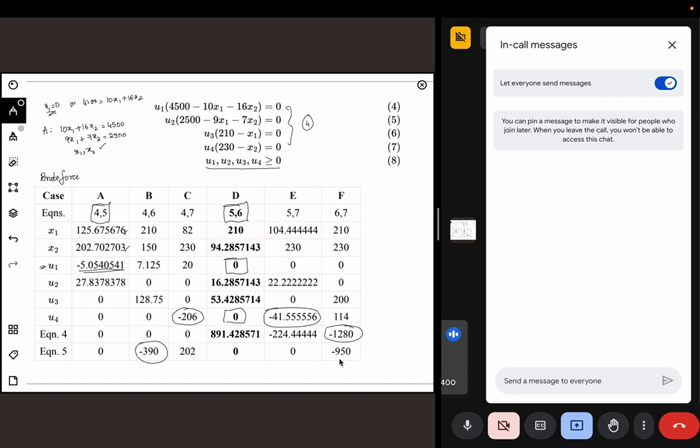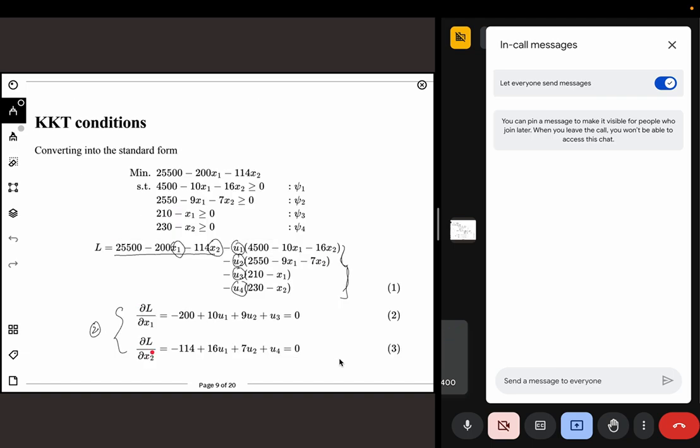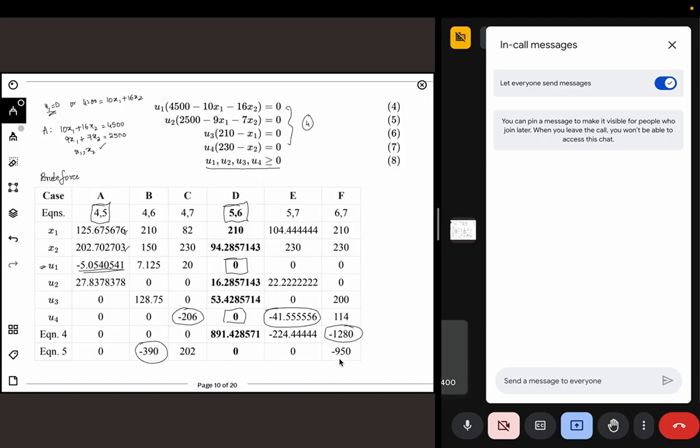Once I get x1 and x2, how do I find u1 and u2? I'll go to the previous equation. I've taken 4 and 5 for case A, and I got x1 and x2 from here. 6 and 7 I have not taken, which means u3 equal to 0, u4 equal to 0. That is what I'm assuming, because x1 is not equal to 210 minus 2, so this is not 0, so u3 has to be 0. Again, x2 is not 230, so this is not equal to 0, which means u4 equal to 0.